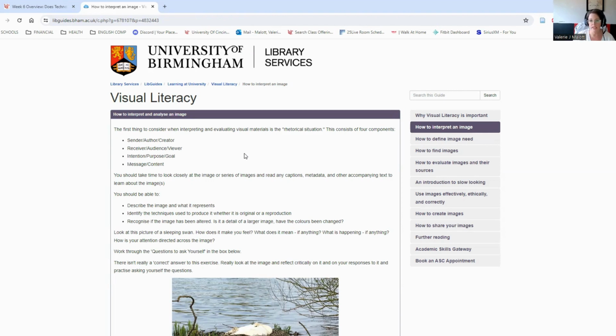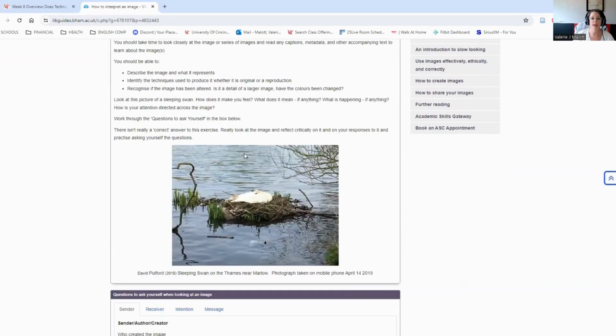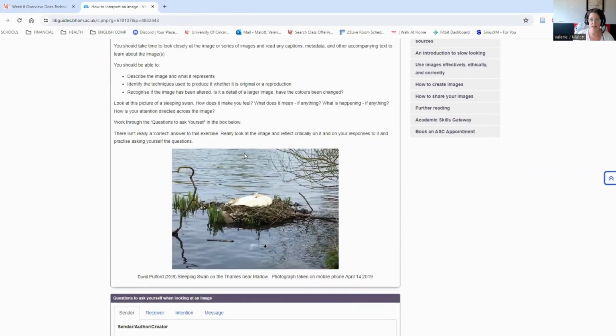Or a series of images, reading the captions, any kind of metadata that might be related, any other kind of text that is related to the image. So you should be able to describe that image or what it represents, identify the techniques used to produce it, whether it's original or reproduction, and then recognize if that image has been altered. Is it a detail of a larger image? Have the colors been changed? So on and so forth.